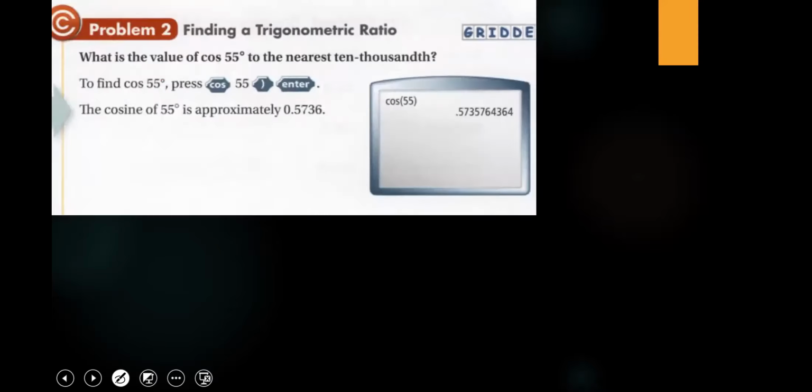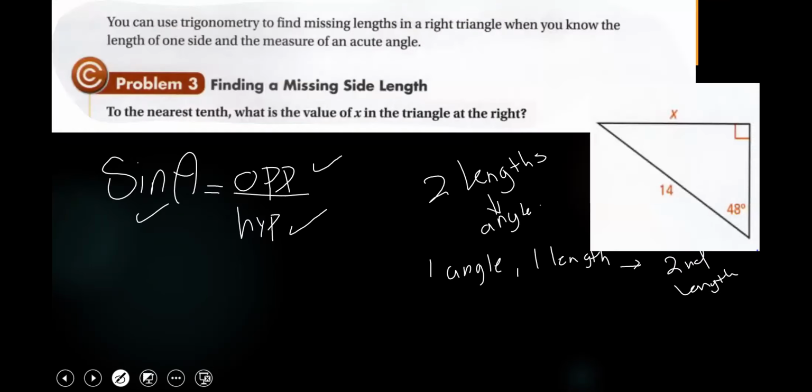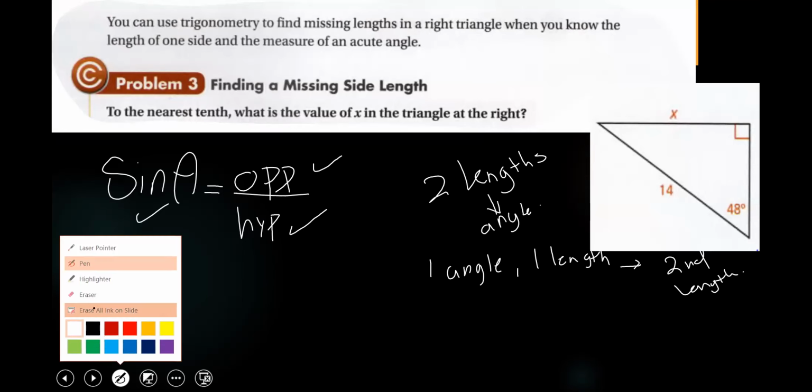So in these examples, I have the lengths and I can find the sine of the angle. Here I have the angle and I can find the lengths. But in this problem, I have one side and one angle, and I have to find the other side. How? Let's see.